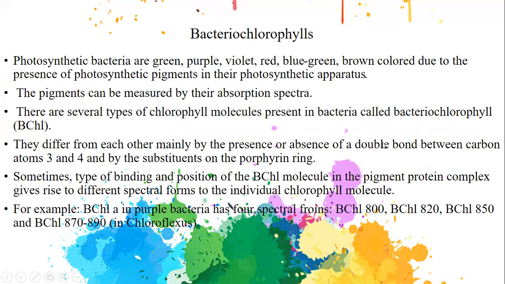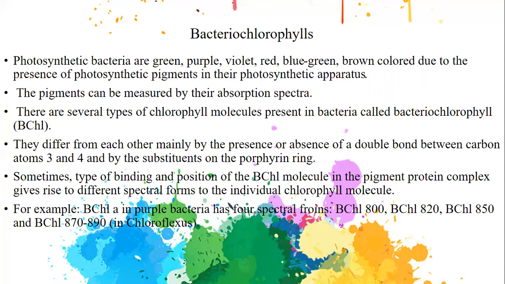It is present in the photosystem pigment in the photosynthesis apparatus. This can be measured by the absorption spectrum, and it tells about the several types of molecules also present in bacteriochlorophylls. They differ mainly by the presence or absence of a double bond between atoms 3 and 4 of the substituents of the porphyrin ring. Some types also tell about the position of the BChl molecule in the pigments where it is present.